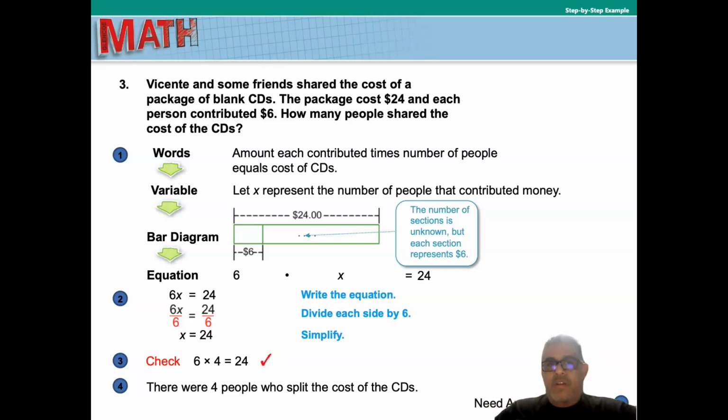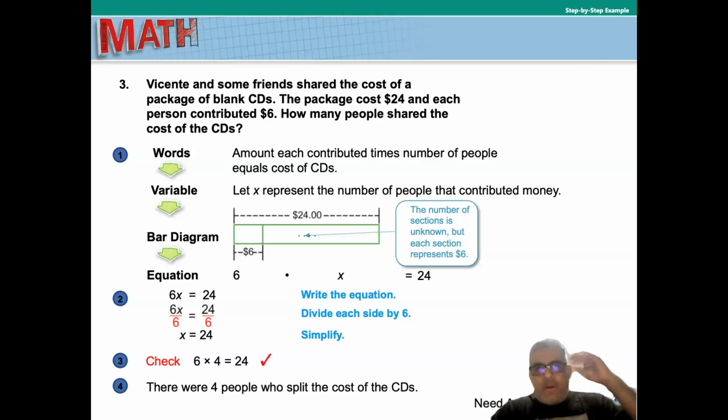Our generation, we use them for music. Our programs got in there. So, and blank CDs were cool because we were able to record our own music that we wanted and make our own mixtapes on CD. So let's see what the next sentence is telling us. The package cost $24 and each person contributed $6. So the whole blank CDs cost $24 and each person contributed $6.